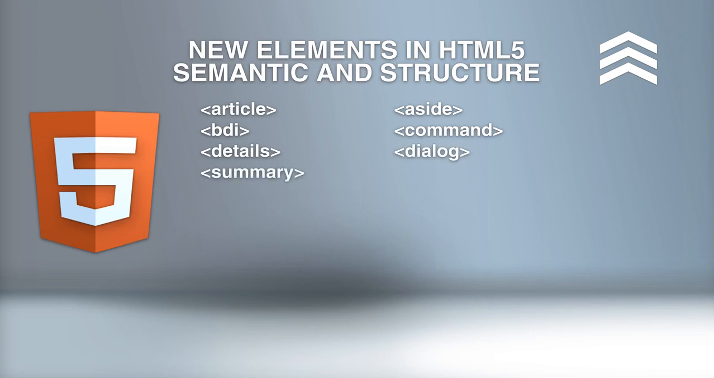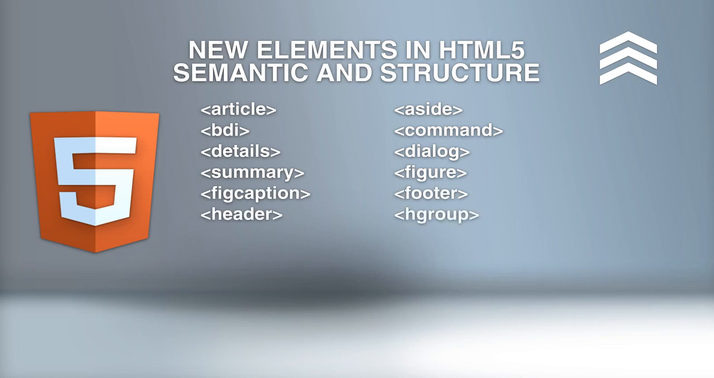Summary defines a visible heading for the details element. Figure specifies self-contained content like illustrations, diagrams, photos, code listings, and so on. Figcaption defines a caption for the figure element. Footer defines a footer for a document or section. Header defines a header for the document or section. Hgroup groups a set of H1 to H6 elements when a heading has multiple levels, sometimes referred to as a header group. Mark defines marked, highlighted text.